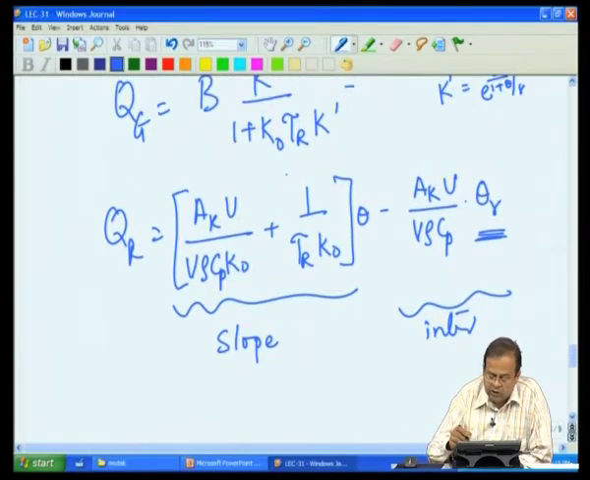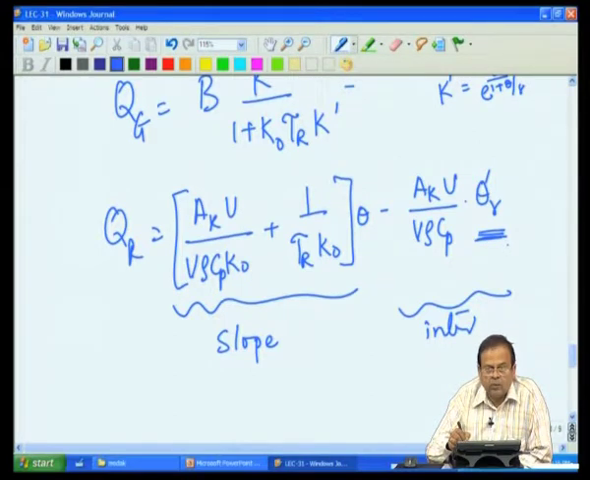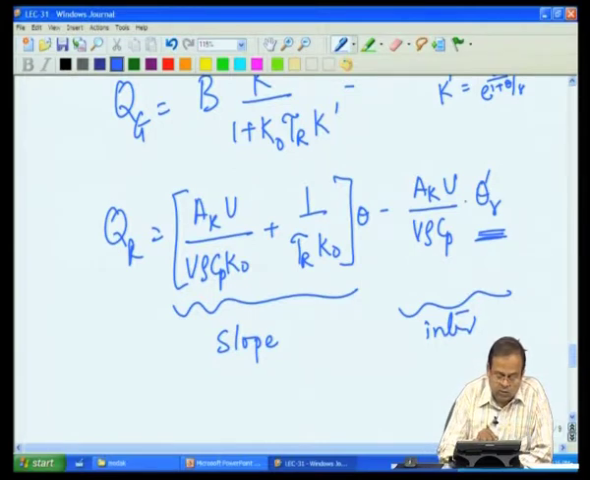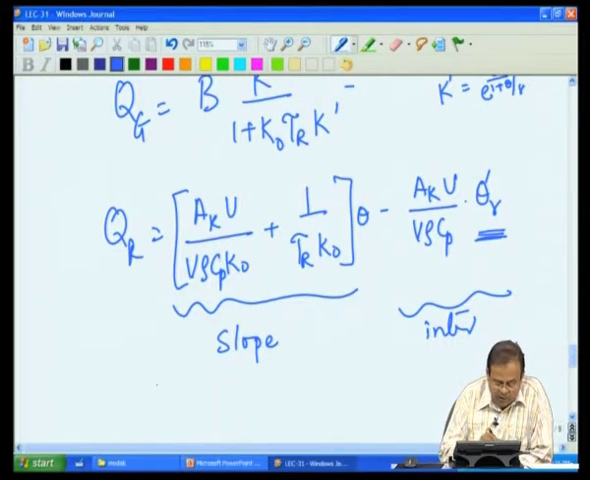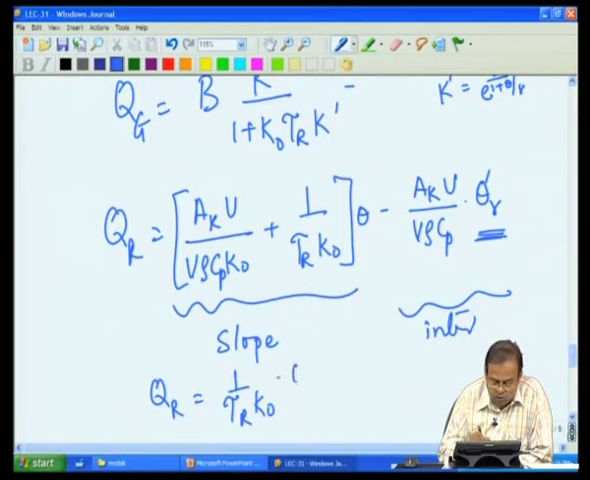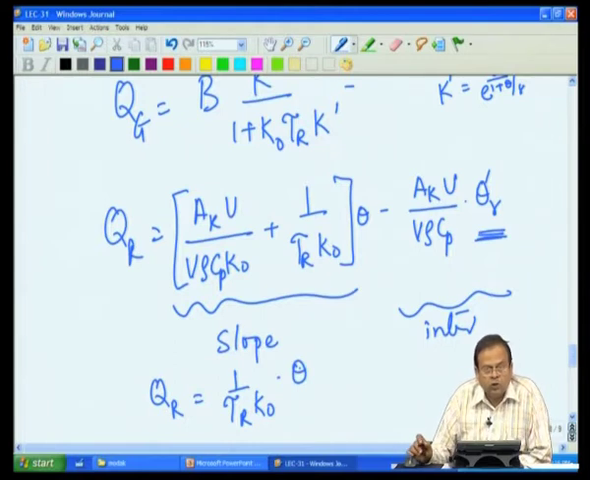Okay. So, what will happen for an adiabatic reaction? For an adiabatic reaction, this term is 0 because there is no temperature of the coolant and so on. This term is also 0 because there is no heat transfer mechanism. So, for an adiabatic reactor, QR is simply 1 over tau r into K naught into theta. So, let us say that we change the residence time, and that is what the result we had seen earlier.